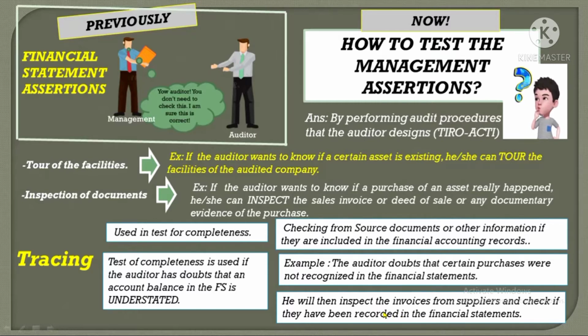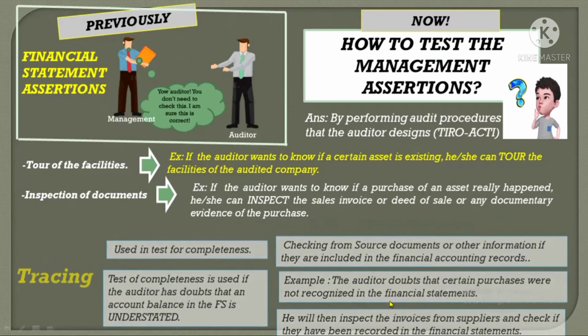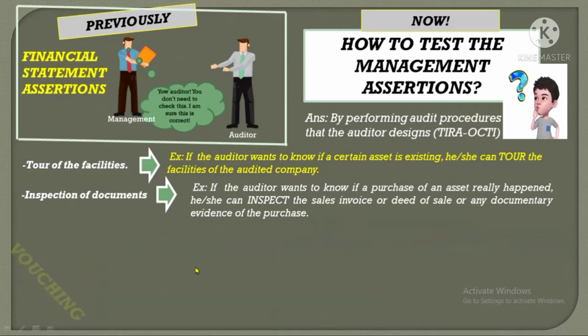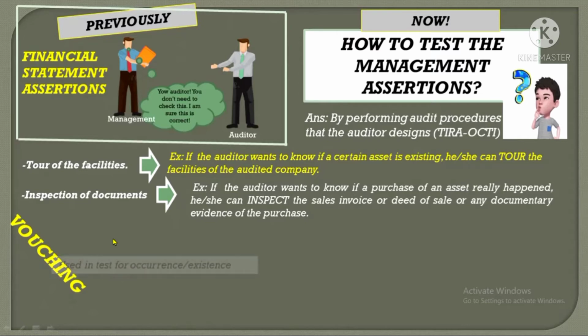So, let's summarize. If you doubt that some FS balances are lacking or understated, you should test for completeness. And how do you do that? You can do tracing from the source documents or other information to FS records. Again, because this is very important, tracing starts from source documents or other information to the financial statement records. So again, that's tracing. The second one is vouching, which is the opposite of tracing.